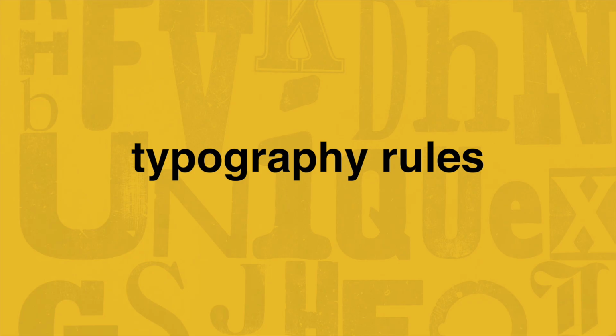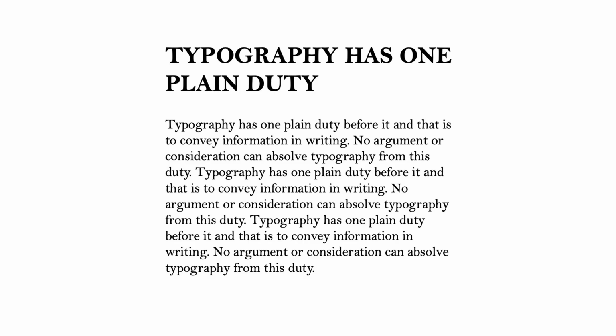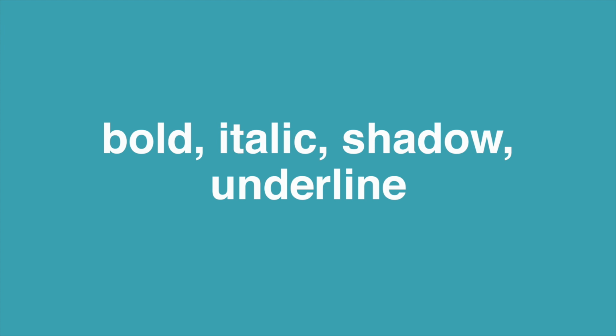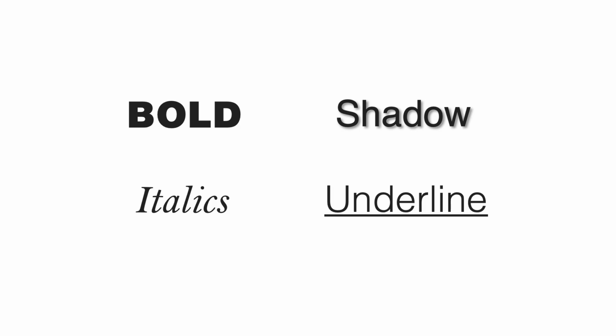Here are some rules to follow when using typography in your designs. Caps versus lowercase. You can use all caps for display type and headlines. Body copy usually works best in down style, not in all caps. Bold, italics, shadows, and underlines. Use these sparingly in design, only to emphasize something that needs to be called out.